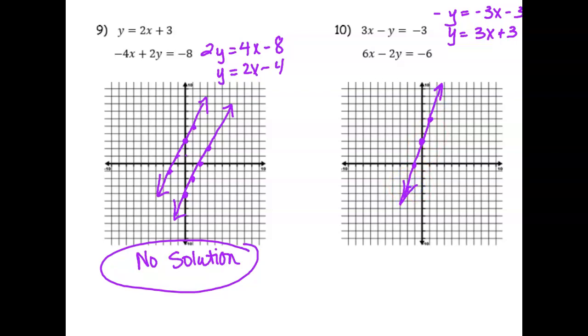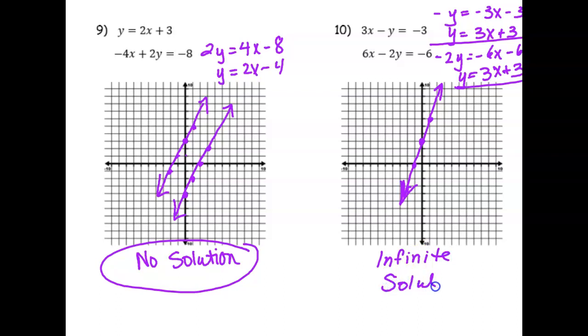Okay, now the next one, when I put it in slope-intercept form, negative 2y is equal to negative 6x minus 6. And divide by negative 2, we're going to have y is equal to 3x plus 3. Notice, same equation, same line, so the line would be right on top of it. So every single point on that line would be a solution. So therefore, we have an infinite number of points on the line, so we actually have infinite solutions. Okay, no solution, infinite solutions.